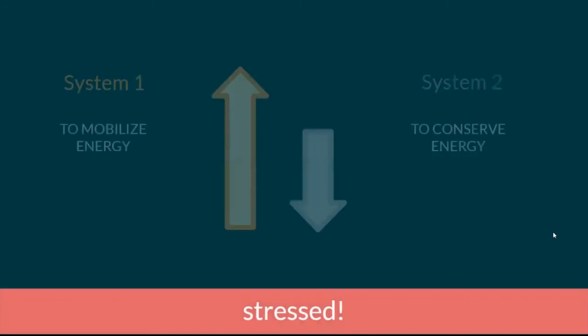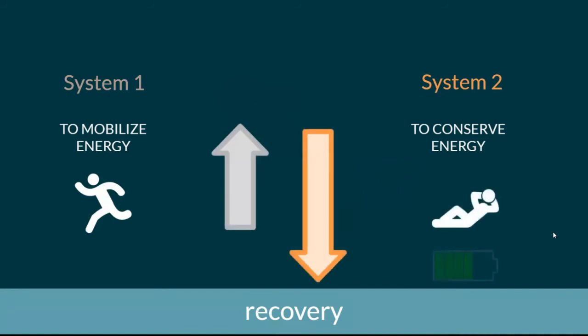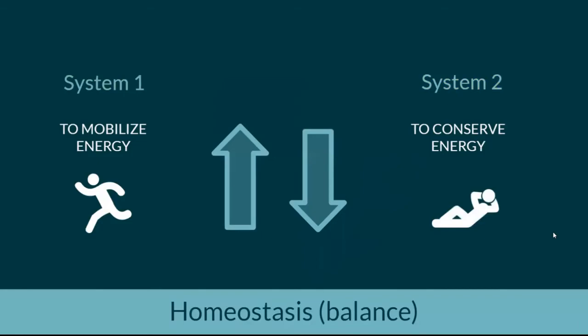The stress here is the example of a bear attack. System 1 is used to mobilize energy, just like running away from a bear. And system 2 is to conserve energy after the attack, for recovering from the stress. So here we need also recharging. This is what system 2 is built for. And homeostasis is the balance between the two systems. Both are needed.